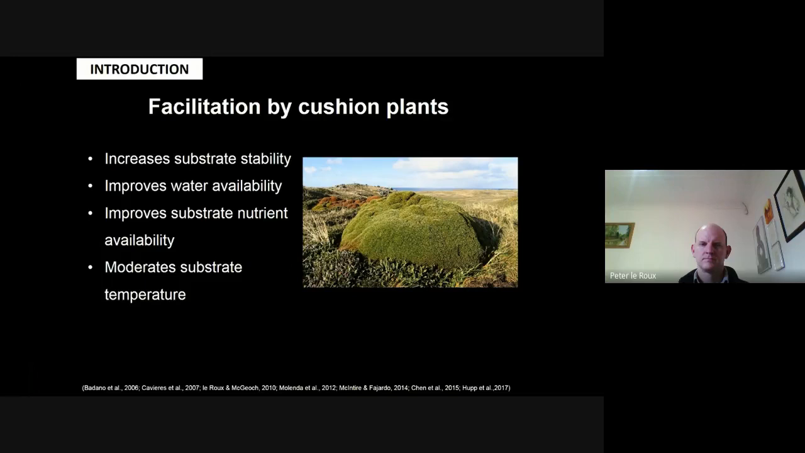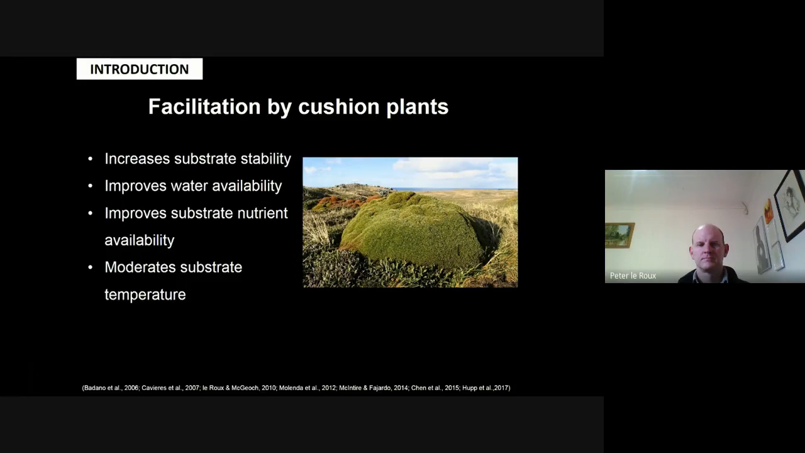Cushion plants are low-growing compact species that are often long-lived and typically increase resource availability and ameliorate abiotic stresses locally. For example, several cushion plant species are known to improve substrate stability, as well as increasing the availability of water and soil nutrients, while also buffering substrate temperatures. As a result of these impacts on their local abiotic conditions, it's frequently seen that cushion plants have positive impacts on associated plants, including increasing plant species richness and vegetation cover.